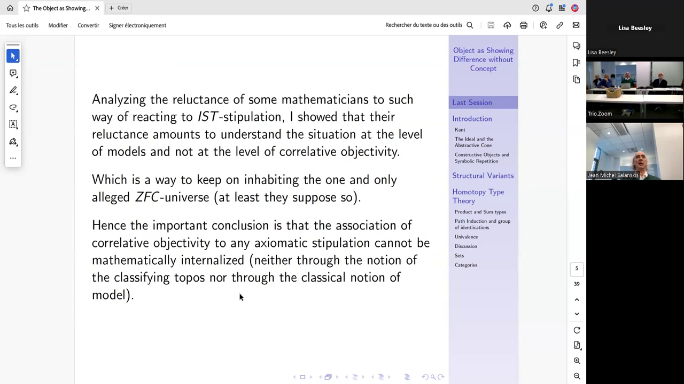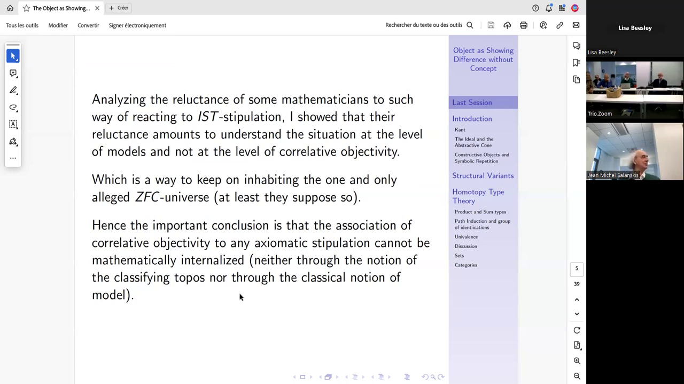Yes, and I analyzed the reluctance of many mathematicians to live the IST universe as the same as the ZFC universe. I showed that their reluctance is because they see the situations in terms of models. So for them, non-standard analysis can only happen because we change the model. And that's why they resist this notion that we are still in the same universe. Only we have the distinction between standard and non-standard objects, which changes the atmosphere.